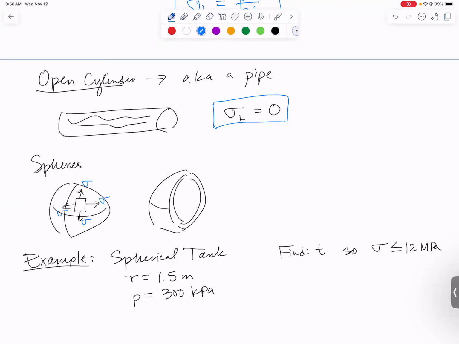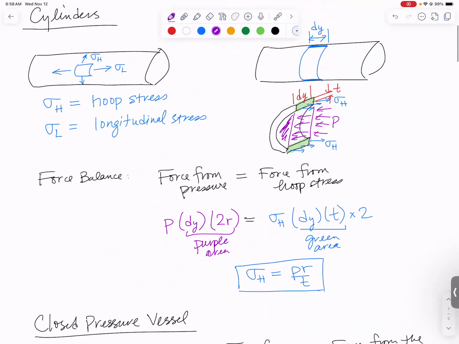And what we would have is half of the sphere we've removed is going to pull on the half of the sphere we're drawing with a stress equal to sigma, and the pressure is going to push back the other direction. Which of our derivations does this look like? Does it look more like the hoop stress derivation, where we actually had a rectangle?